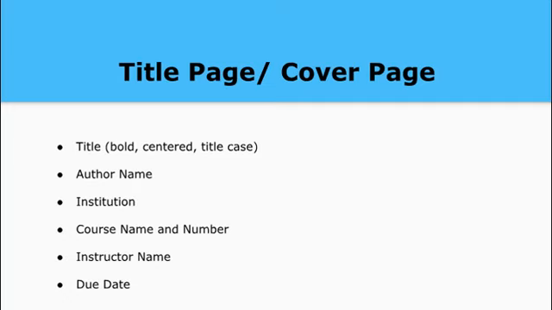Each element should be centered and double-spaced, just like the rest of the paper. Don't include any extra styling like underlining or italics for the title. Page numbers should still be placed in the top right corner. This structure ensures that all key information is easy to find and clearly presented.